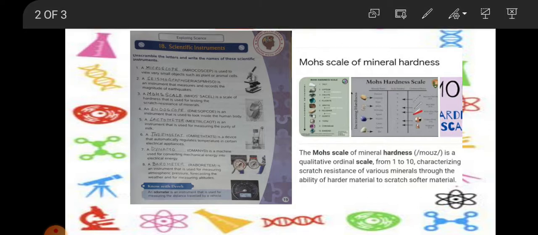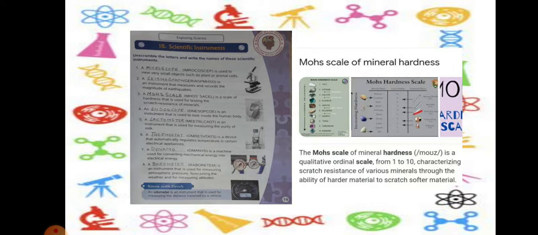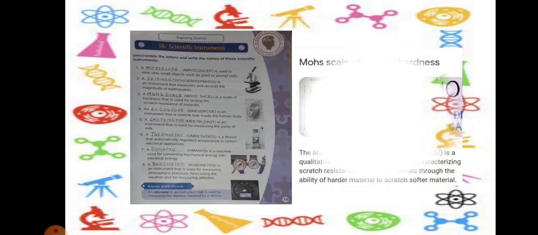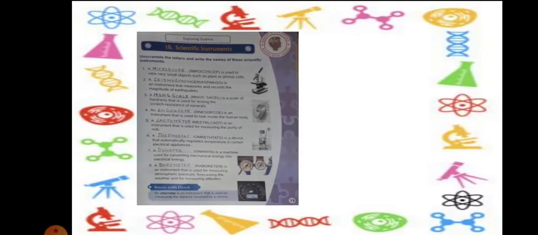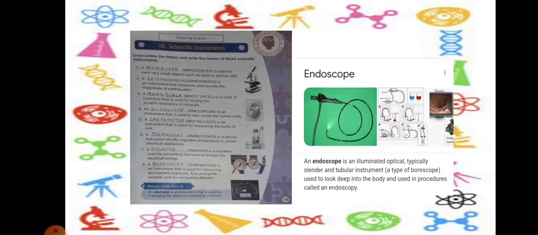Now number 4 children, a dash is an instrument that is used to look inside the human body. So that is an endoscope. So this is something that is used to see inside the human body.